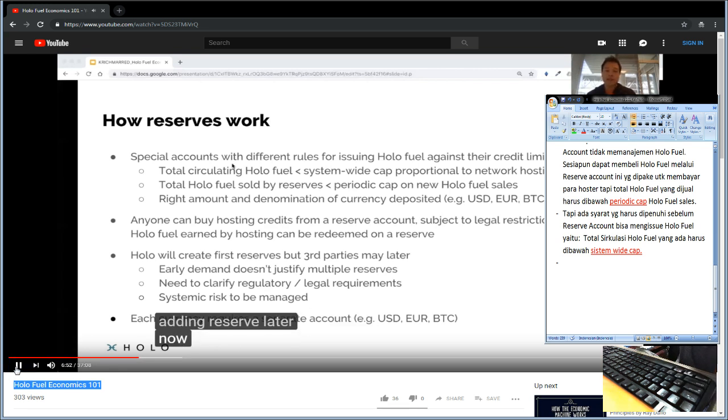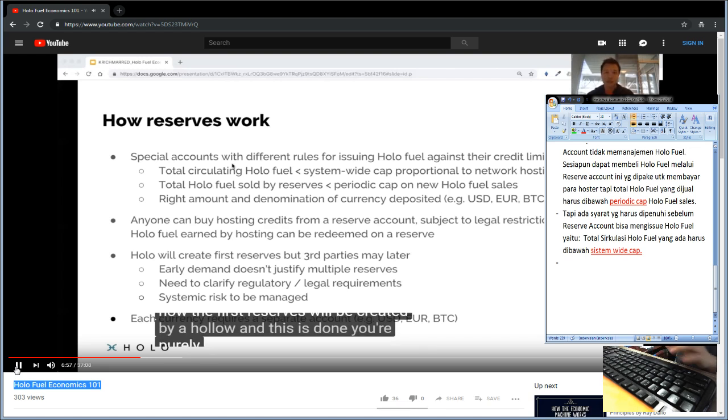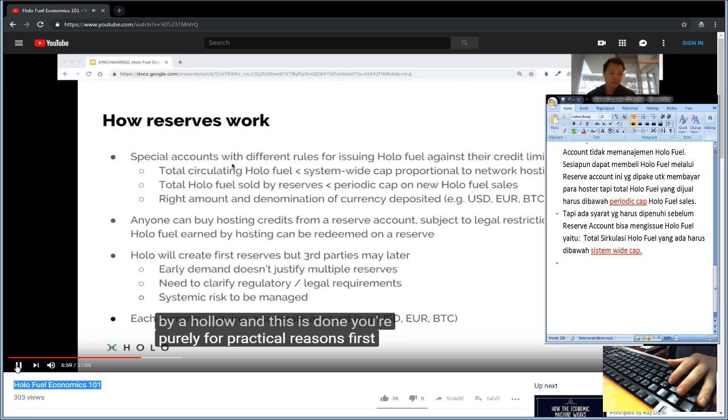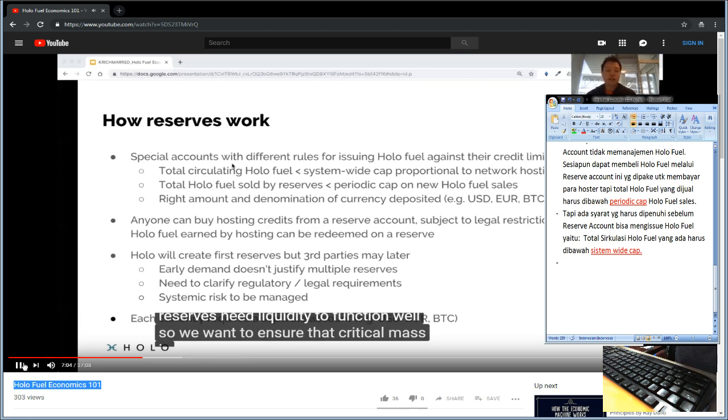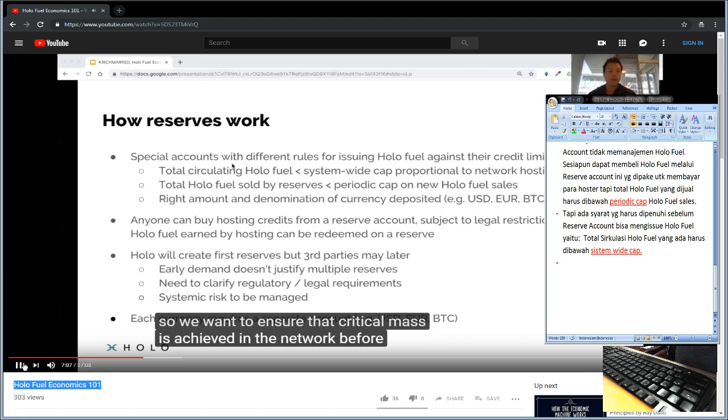Later. Now, the first reserves will be created by Holo, and this is done purely for practical reasons. First, reserves need liquidity to function well, so we want to ensure that critical mass is achieved in the network before additional reserves are created. Secondly, there will be regulatory complexity involved, and we want to clarify these on behalf of the community first and manage regulators. And third, reserves obviously have a systemic impact by design, so we need to be naturally cautious with the rollout.